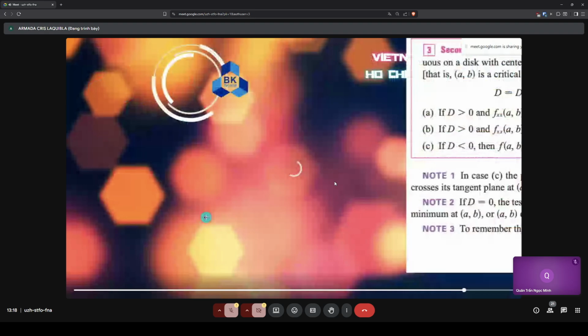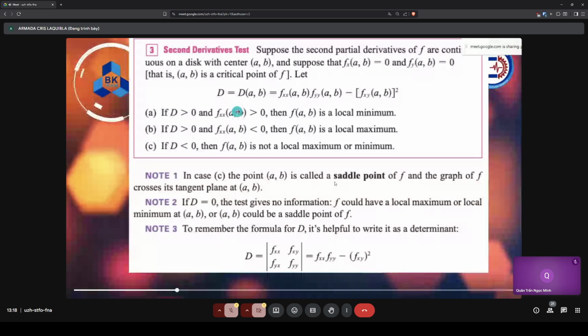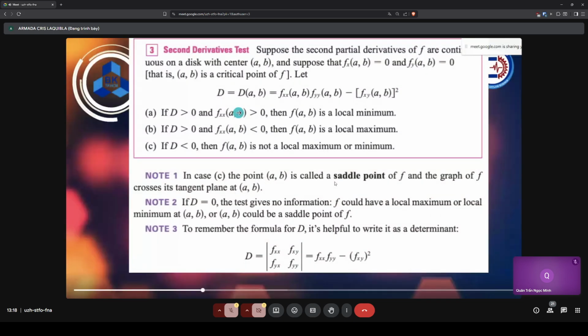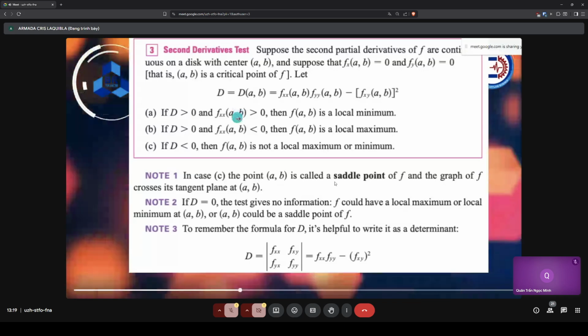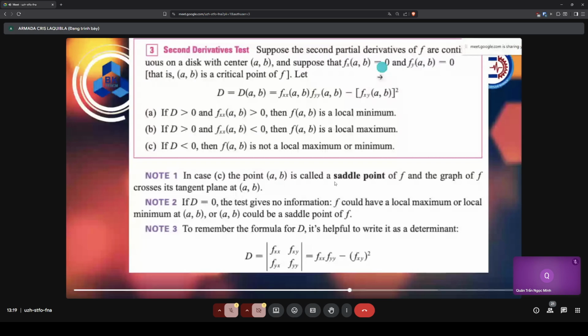A critical point, class, could be a saddle point, a local minimum, a local maximum, an absolute minimum, or an absolute maximum. So it depends. Okay, next we have the second derivative test. Suppose that, okay, this is the test that I am referring to.